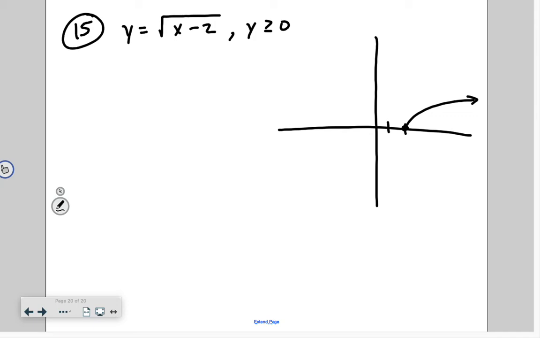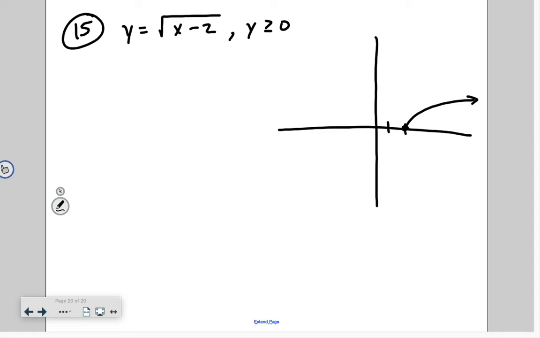So there's the graph of what we have. Notice, by the way, they said y is greater than or equal to 0. That is the range. Which means, by the way, here's why this is here. If that's the range of my original function, what's the domain going to be of my inverse? X is going to be greater than or equal to 0.